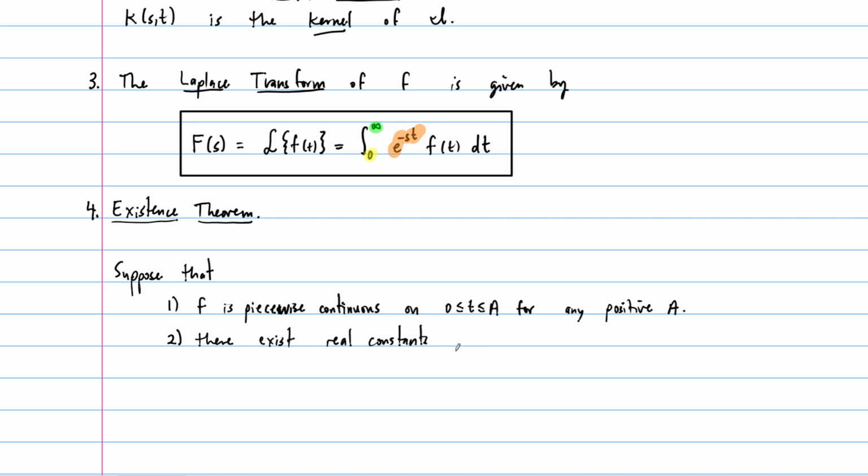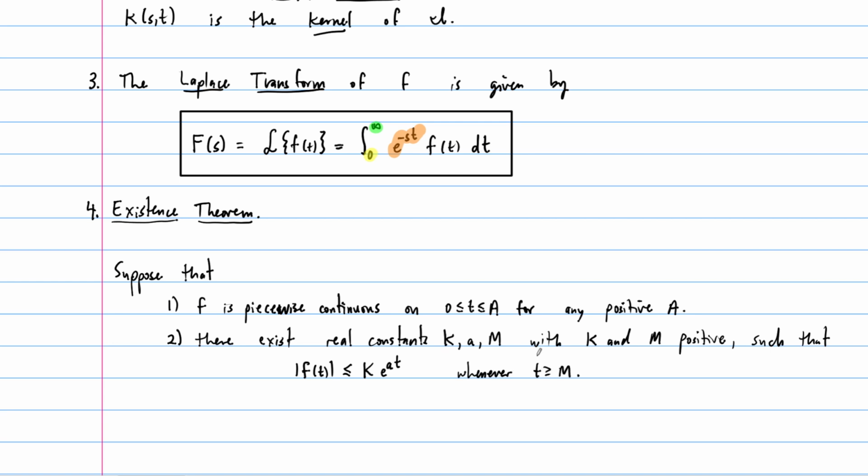In this case, we'll call the constants K, capital K, lowercase a, and capital M, with K and M both positive. A doesn't have to be positive, but K and M have to be positive, and such that the following inequality is satisfied: the absolute value of f of t is less than or equal to the constant K times the function e to the at whenever t is greater than or equal to M.